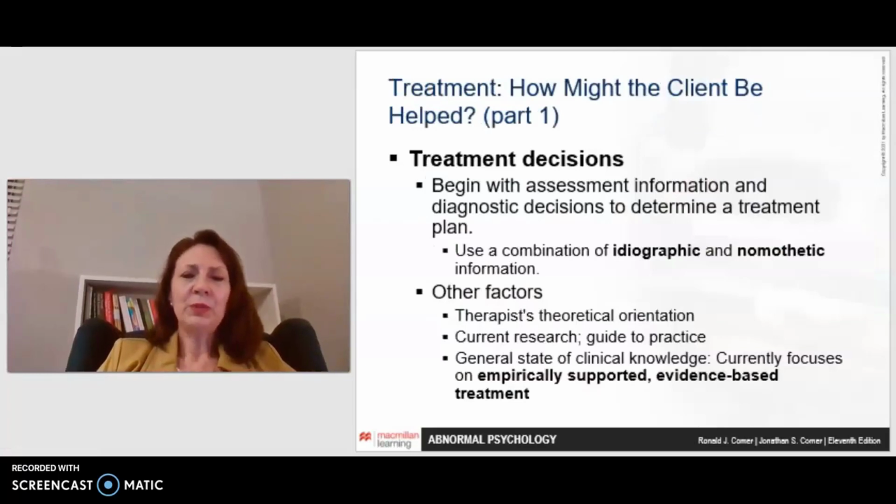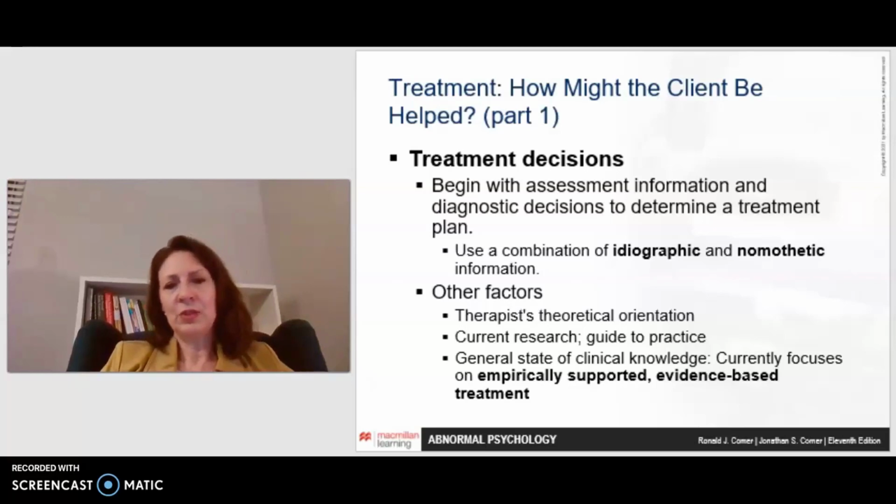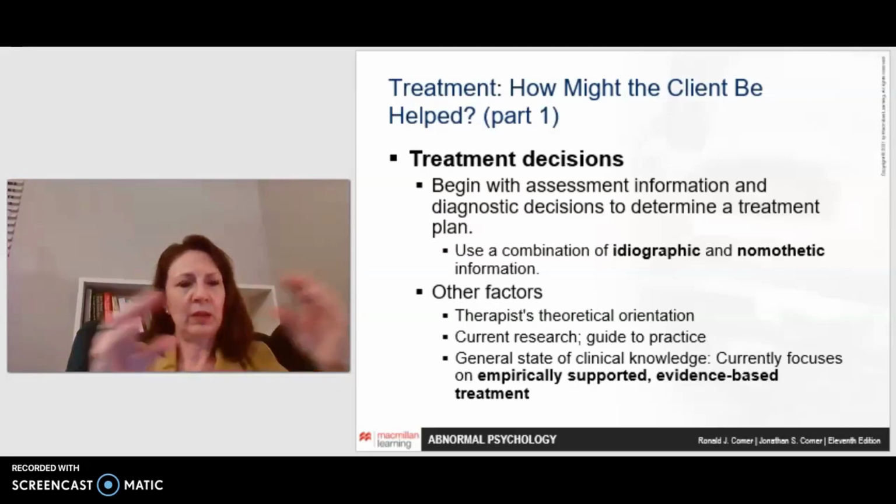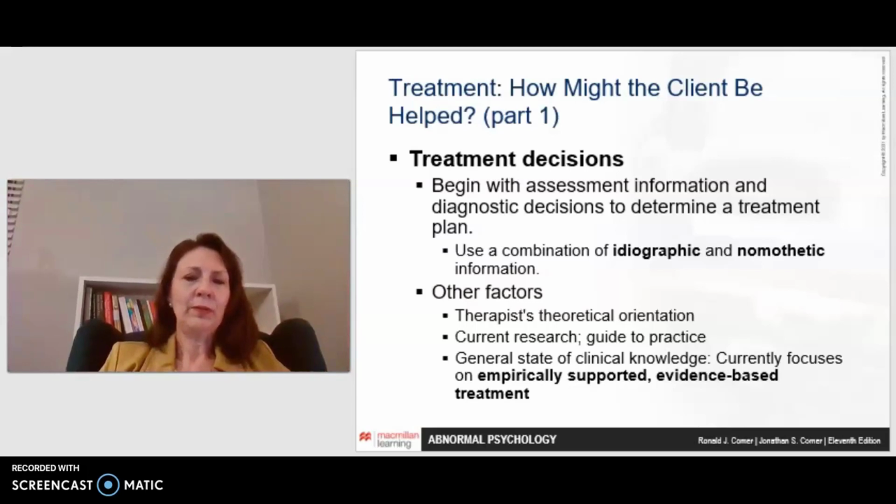And then finally, treatment decisions begin with assessment information and diagnostic decisions to determine a treatment plan. We do use a combination of idiographic and nomothetic information. Idiographic, remember, is specific to the person, and nomothetic information has to do with information that cuts across a group of people or society. So that helps us to know where the person falls in terms of everybody else.